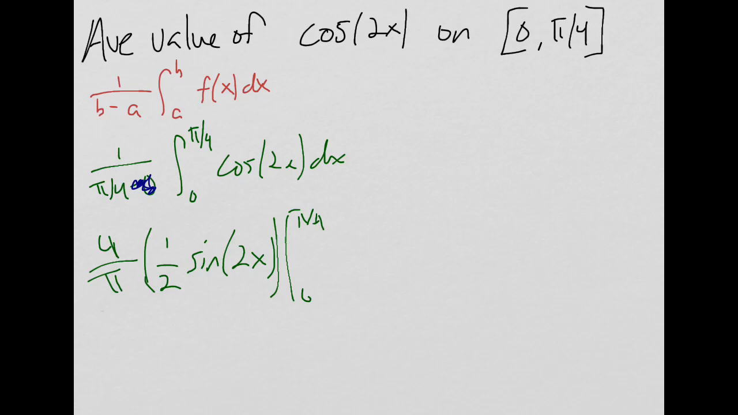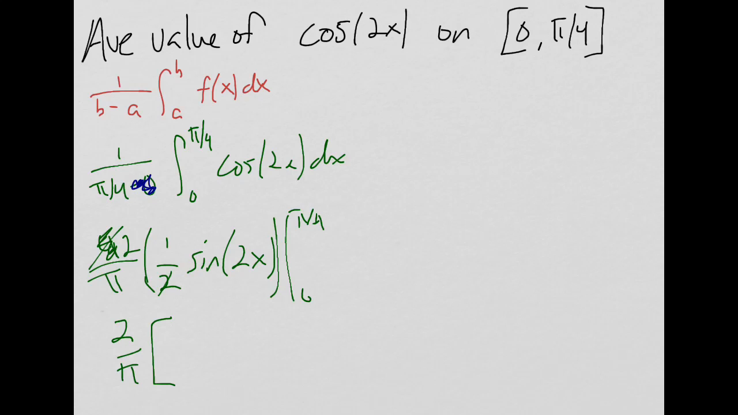So first thing from this point you should notice is that this is going to cancel with this, and I'm going to have a 2 up top instead of the 4. So I'm going to get 2 over pi times, and now I'm going to do my parentheses for evaluating this thing here from those two values.